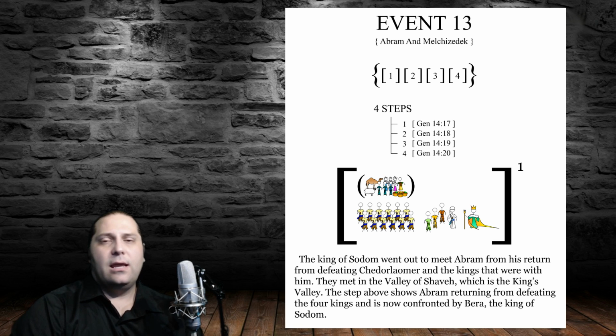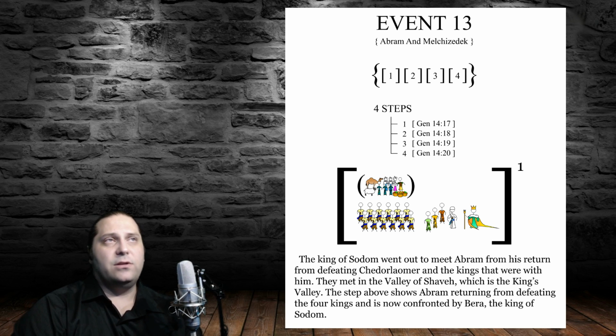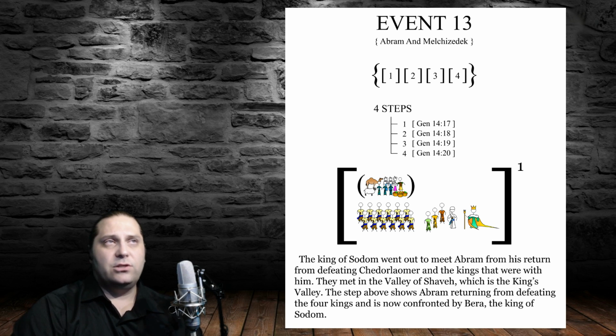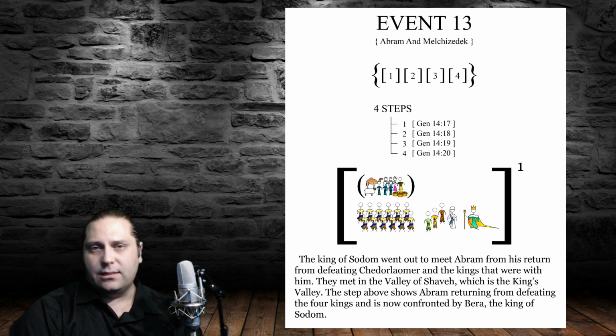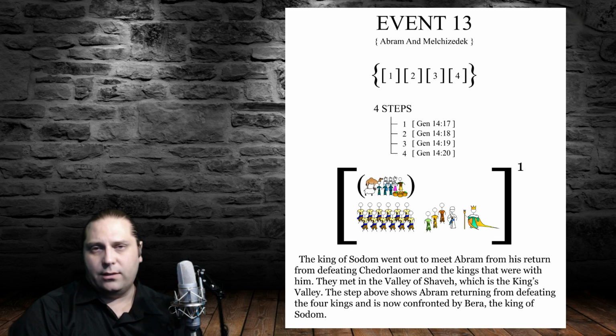Event 13, Abram and Melchizedek. Here we can see the event is comprised of 4 steps. Step 1 is found in Genesis 14, verse 17. Step 2 is found in Genesis 14, verse 18. Step 3 is found in Genesis 14, verse 19. And step 4 is found in Genesis 14, verse 20.